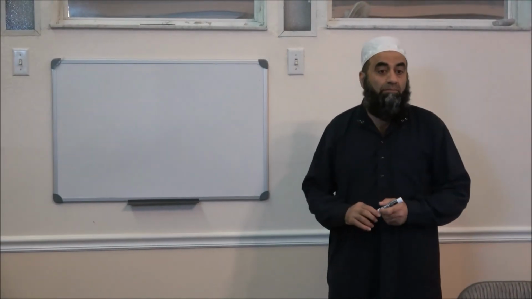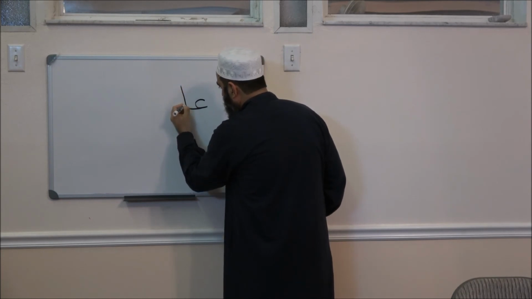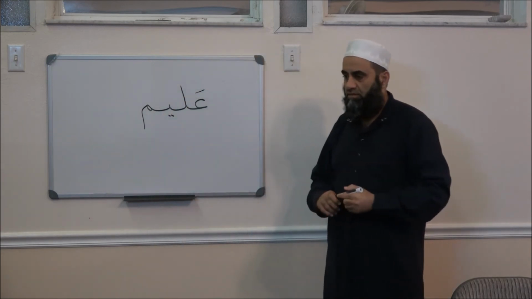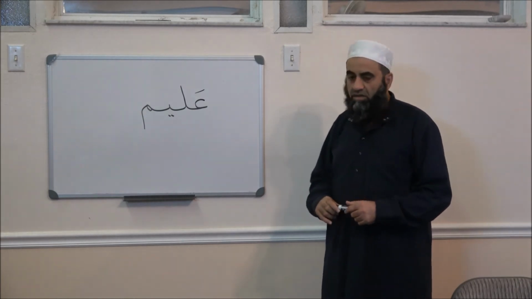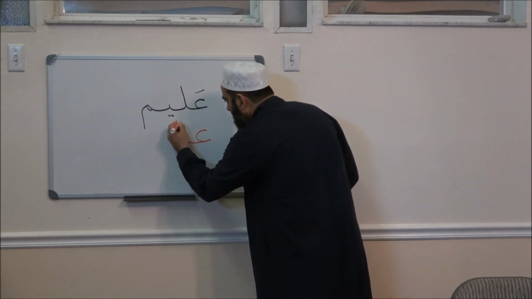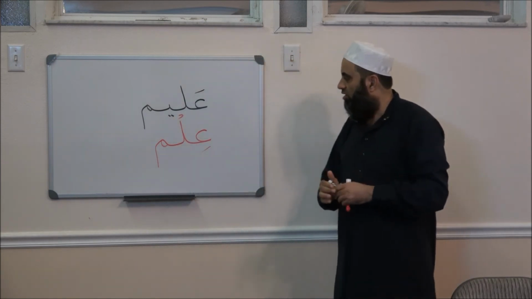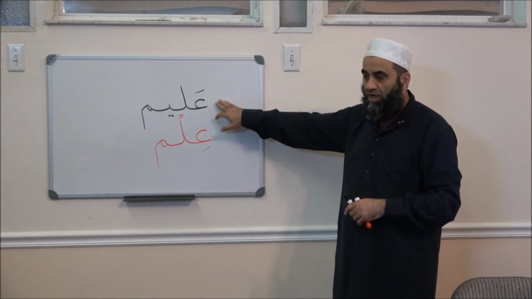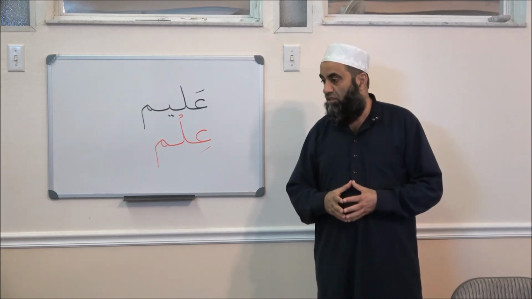So let us start with the word Alim. It comes from the word ilm, the root ilm, which means knowledge. Let's write the word ilm. So the word in red is ilm, which means knowledge, from which the name of Allah subhanahu wa ta'ala, Al-Alim, is derived. So Alim means all-knowing, all-knowledgeable, the one who possesses all the knowledge, and that is Allah subhanahu wa ta'ala.